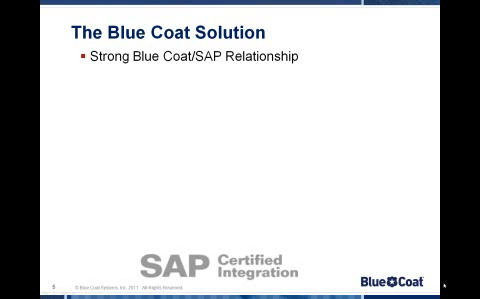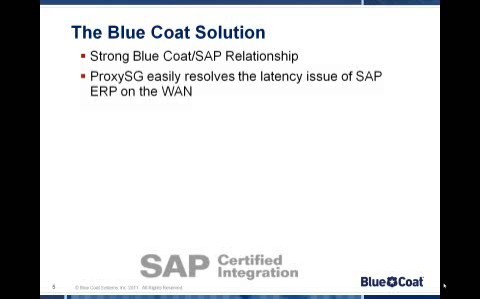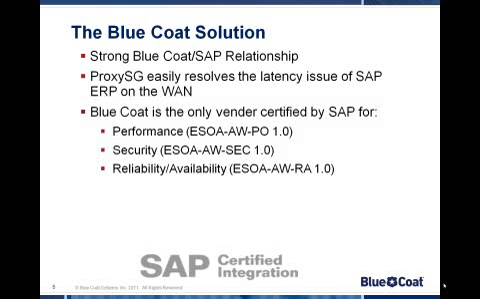Blue Coat has been working closely with SAP on these issues for the last few years to help SAP customers resolve these issues. By putting a Proxy SG appliance at the corporate office and each branch office, Proxy SG easily resolves the latency issue of SAP's ERP on the WAN. SAP offers a certification program based on how third-party vendors demonstrate improvement in the SAP environment. These include performance, security, and reliability and availability. Proxy SG has actually been certified in all 3 categories.